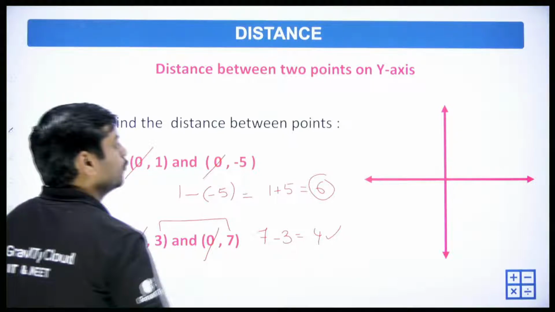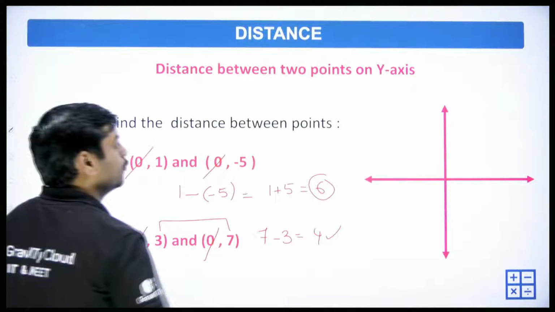Okay, so simply the same 7 and 7 can be cancelled directly. So 13 minus 3 will give you 10 units. This is positive, so it is enough to write it as 10. Minus 2 and minus 2 get cancelled. 9 minus 5 will give you 4 units. That is the distance between these 2 points.